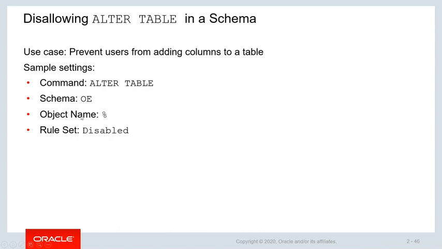And I'm going to associate this with the default rule set disabled. And the evaluation that's happening within that rule set, it's one rule that checks if 1 equals 0. Now, 1 is never equal to 0. So the rule set will always give false. So it means that once you have set up this command rule, this will prevent the alter table command on the objects of the OE schema.